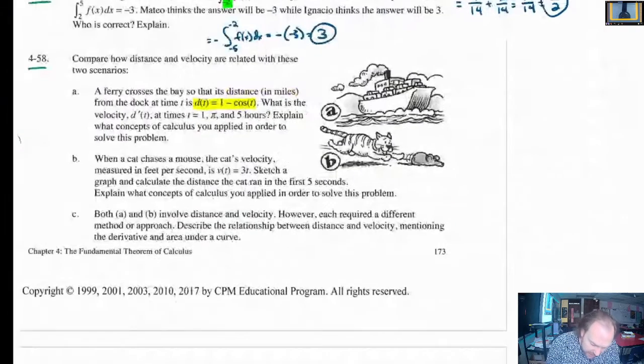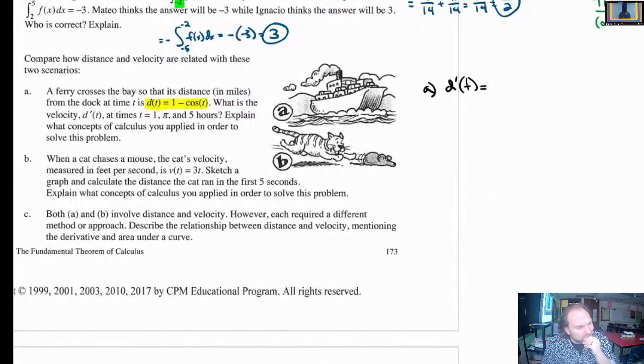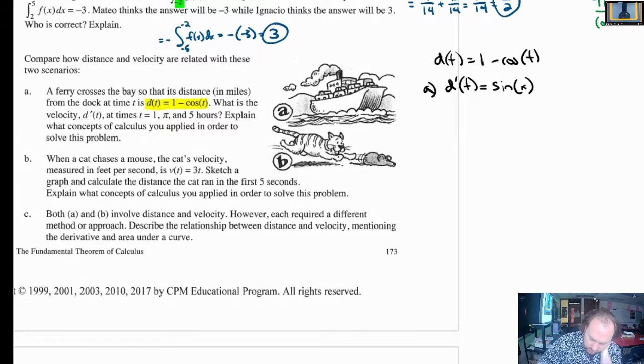For question A, all we really have to do is find the velocity, d prime of t, which is pretty easy because the derivative of the 1 is just going to be 0, and the negative cosine is going to become a positive sine. So the derivative of that function is positive sine of t. The original function is 1 minus cosine t, not x, so I should be a little more clear there.